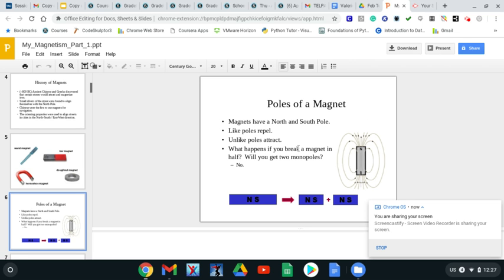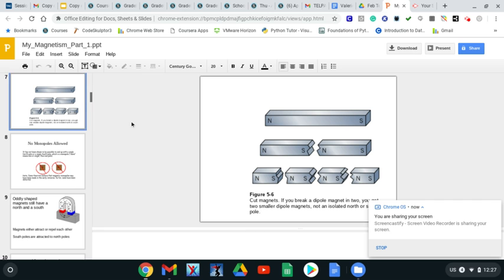Now, here's an interesting thing. So, what if this is the North and there's a South? Why don't I just break this down the middle? When you break this down in the middle, you end up getting another set of two little magnets, each one having a North Pole and a South Pole. And you could continue to do this forever until you come down to the final molecule that's creating that North Pole, South Pole. And then we'll see in a little bit what really causes magnetism.